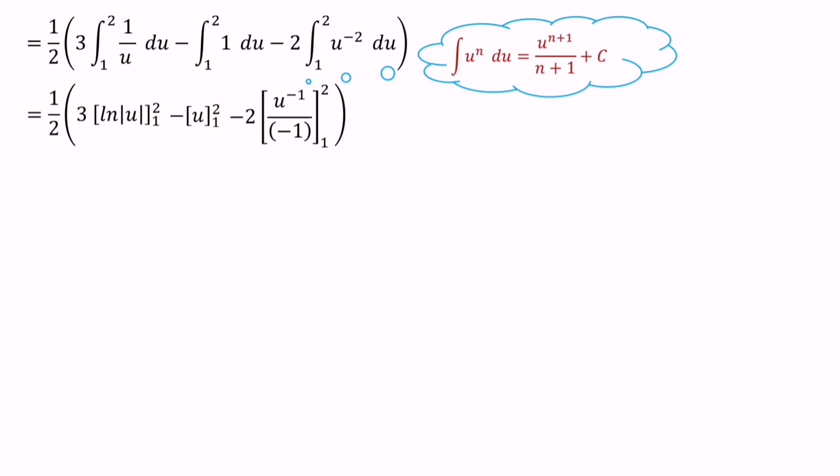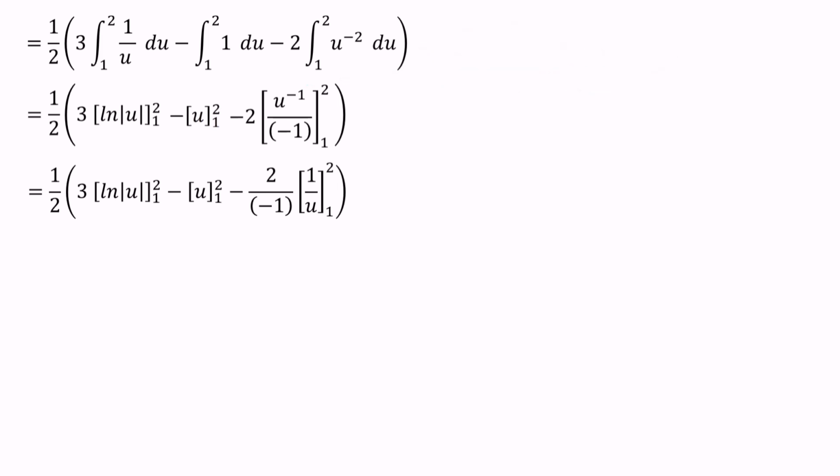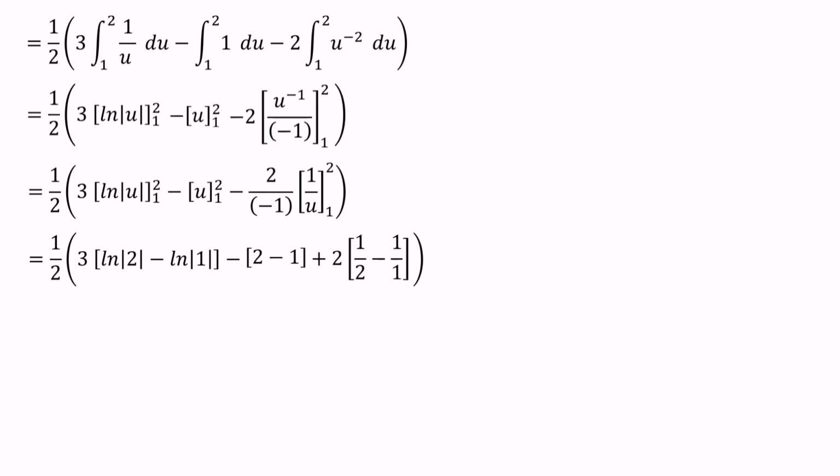Finally, we need to substitute the upper limit and lower limit for these answers. First one, ln u, upper limit 2 minus lower limit 1. Next one, u, upper limit 2, lower limit 1. Last one, upper limit 2, lower limit 1. ln modulus 2 equals ln 2. ln modulus 1 equals ln 1, which is equal to 0. 2 minus 1 equals 1.